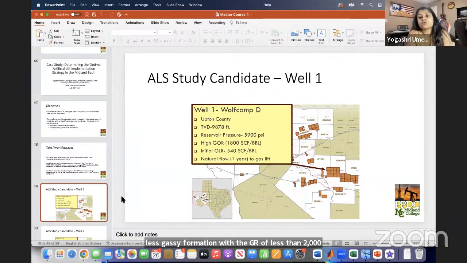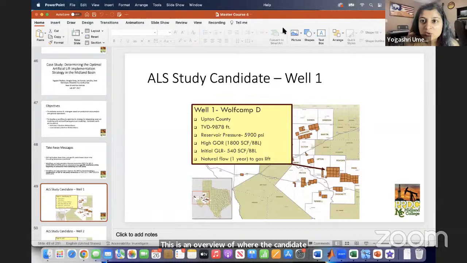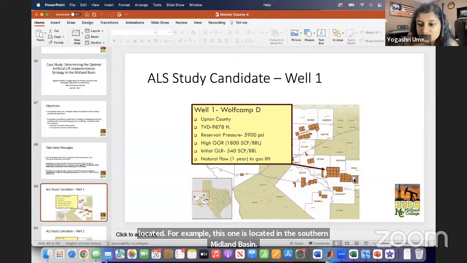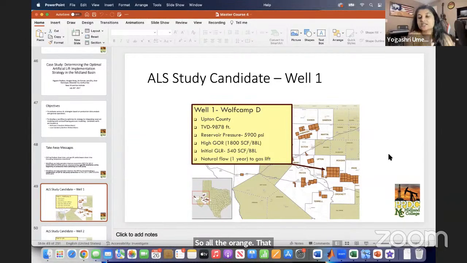This is an overview of where the candidate wells are located. For example, this one is located in the southern Midland Basin. All the orange that you see is acreage of university lands, and then you'll see the snapshot of where we're talking about in the Permian Basin. This is the southern Midland Basin in particular, and these are all the reservoir parameters that we're talking about. This is in Upton County.